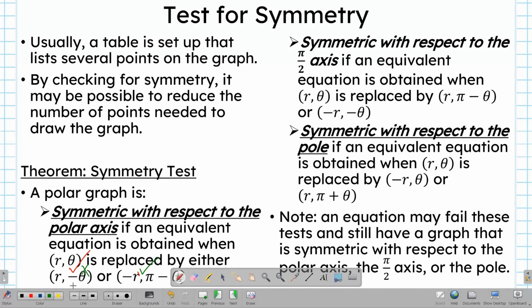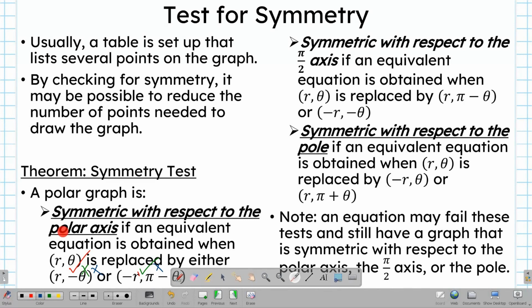If in the event that there's no equivalent equation on both, then that's the one thing that we say that it might not be symmetric. But remember, an equation may fail this and still have a graph symmetric. But at least when we try to graph it on our end, if it fails these two, then we don't expect, even though it is still possible, that they are symmetric.